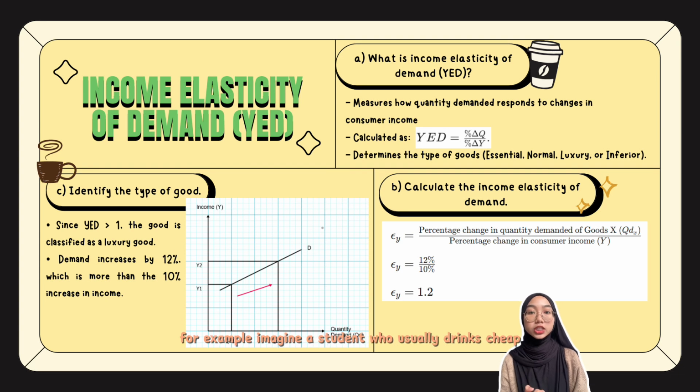For example, imagine a student who usually drinks cheap 3-in-1 instant coffee. Once they get a 10% raise in their allowance, they don't just buy more instant coffee. Instead, they upgrade their lifestyle to Zeus coffee. That's why the increase in demand exceeds the increase in income. It proves that Zeus is a premium brand. The more people earn, the more they choose to spend on Zeus coffee instead of the basic option.